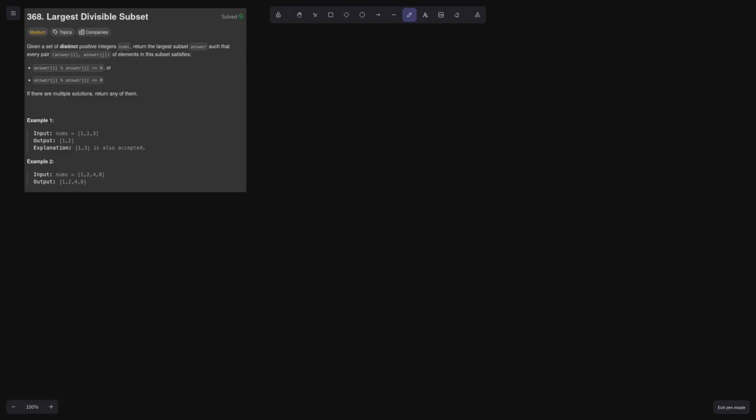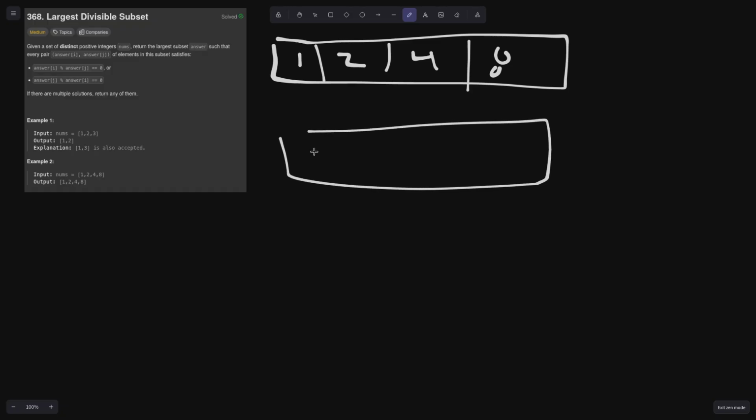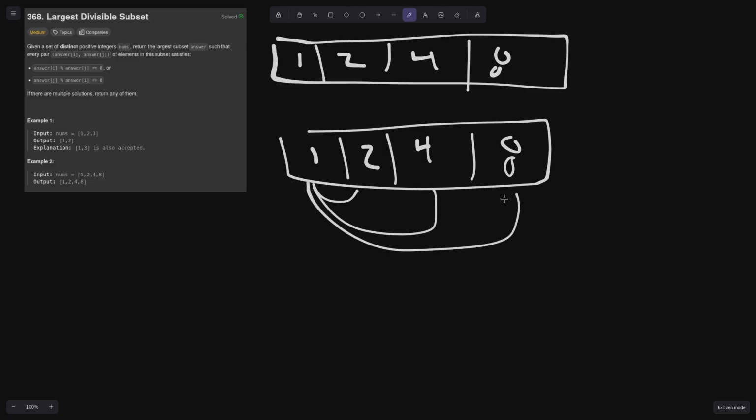So let's just look at an example here. One example they give is 1, 2, 4, 8, and the answer to this is just that, 1, 2, 4, 8. This is because if we check, does 1 divide 2? 1 divides 2. Does 1 divide 4? 1 divides 4. Does 1 divide 8? 1 divides 8. Okay, cool. Alright, does 2 divide 4? Yep. 2 divides 8. 4 divides 8. Okay. So we see that each of these element pairs satisfies the above condition.